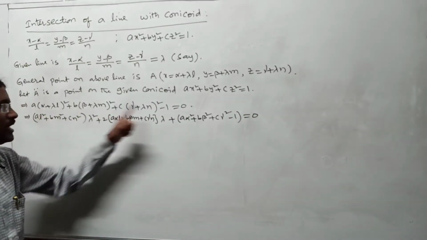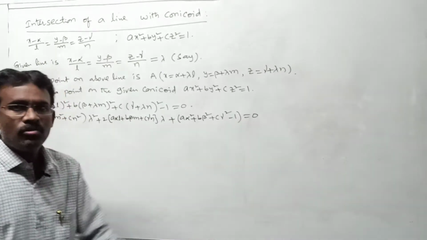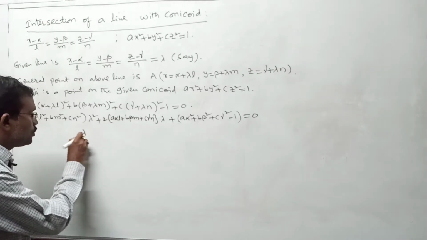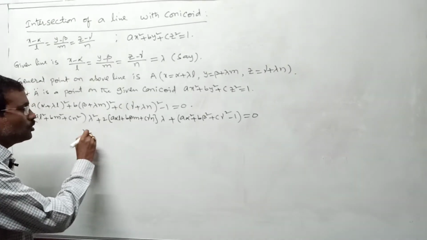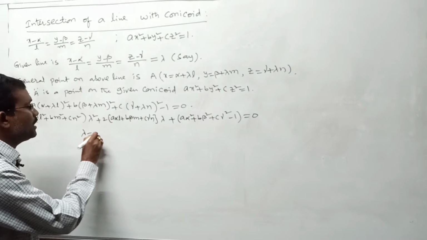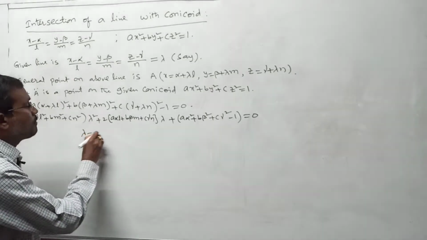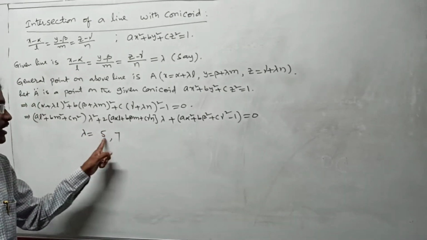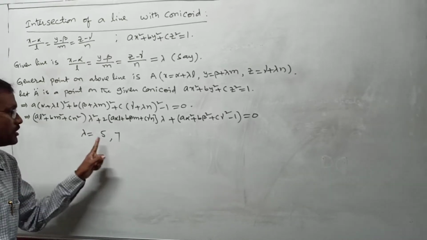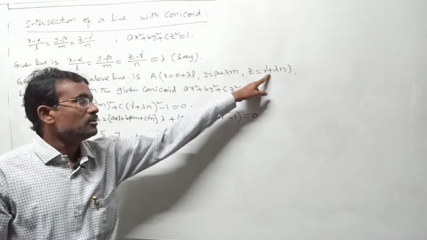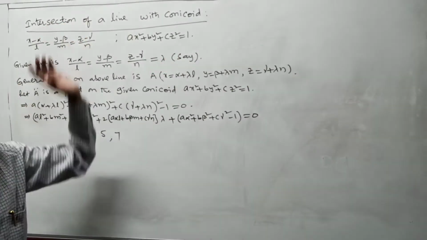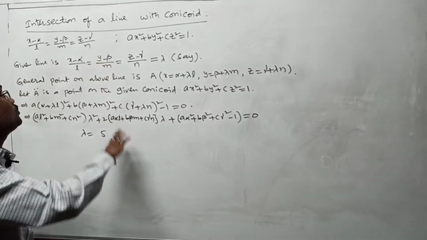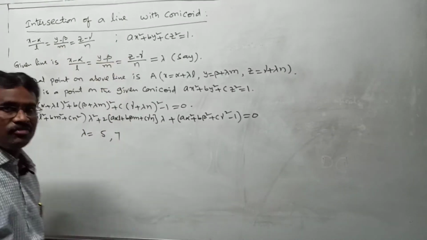On simplifying this expression, we get a quadratic equation in terms of λ. Now solve this, you get 2 λ values. Any numbers you can take, 5 and 7 for example. On solving this, we got λ equal to 5 and λ equal to 7. Substituting these 2 λ values in the general point, you get your required intersecting points, right? This is about how to calculate the intersecting point of a line with a conicoid.